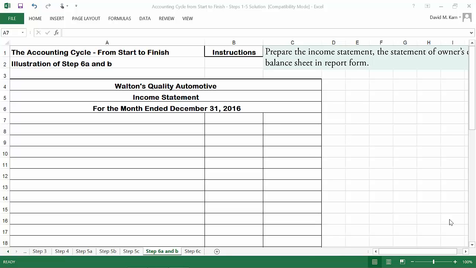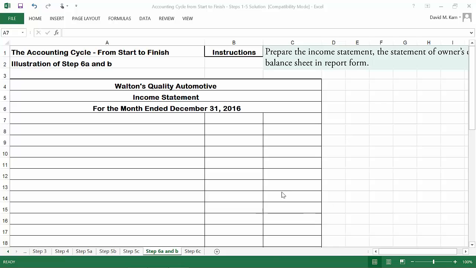Professor Karn back with you, illustrating steps 6A, B, and C, preparation of the financial statements in our accounting cycle from start to finish problem with Walton's Quality Automotive. So we need to first complete the income statement. And remember, the only two things that go on the income statement are revenues and expenses.